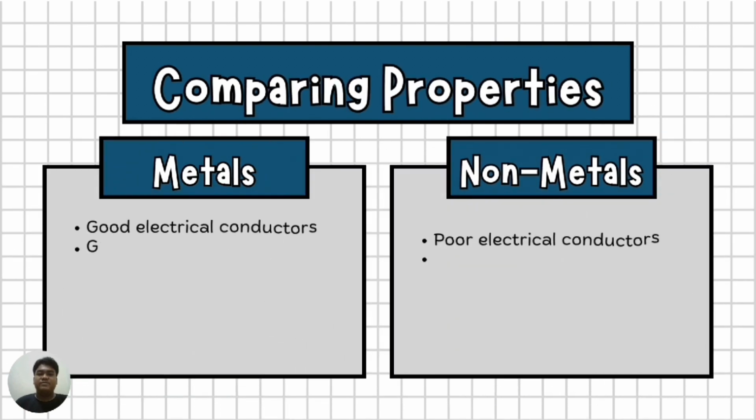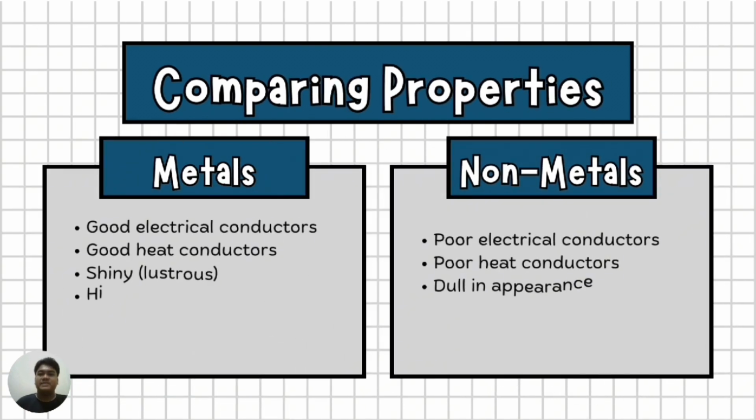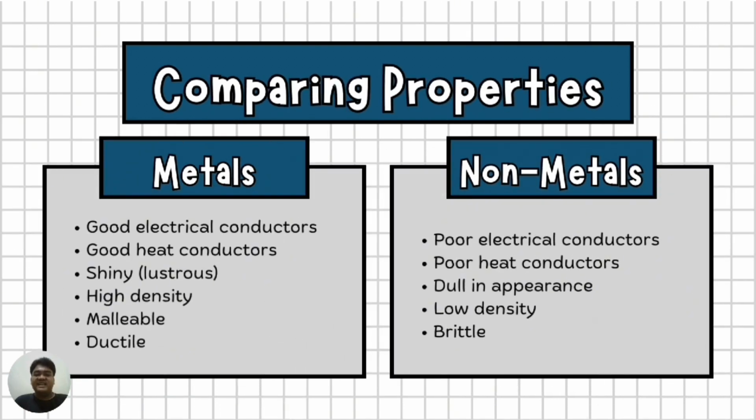In this slide we will be comparing properties between metals and non-metals. Metals are good electrical conductors, good heat conductors, shiny, high density, malleable, and ductile. While non-metals are poor electrical conductors, poor heat conductors, dull in appearance, low density, and brittle.